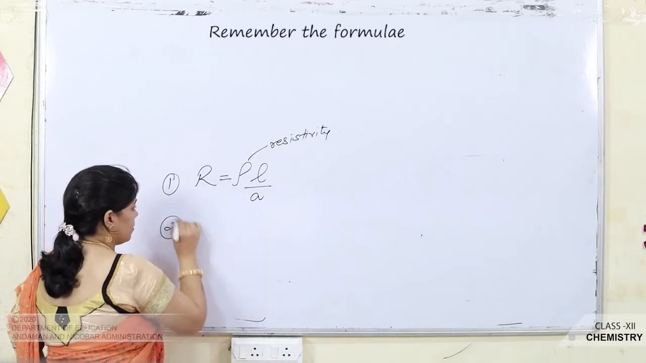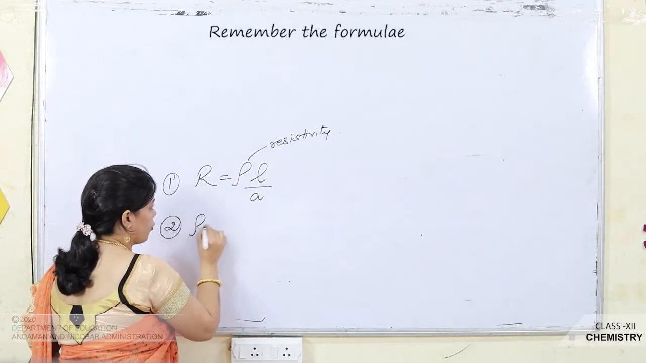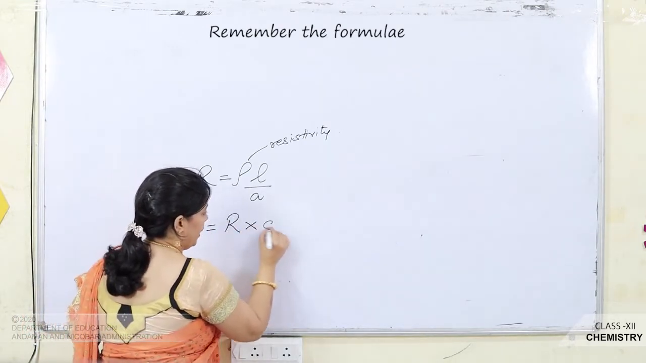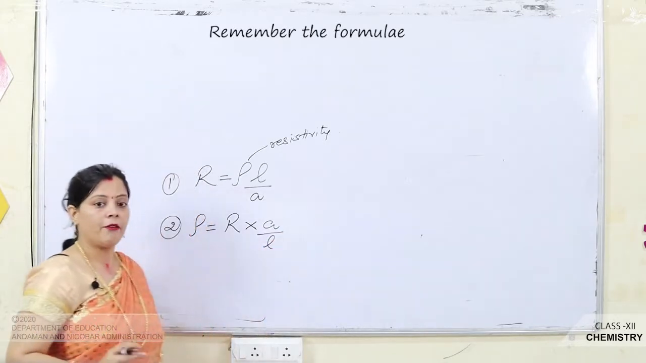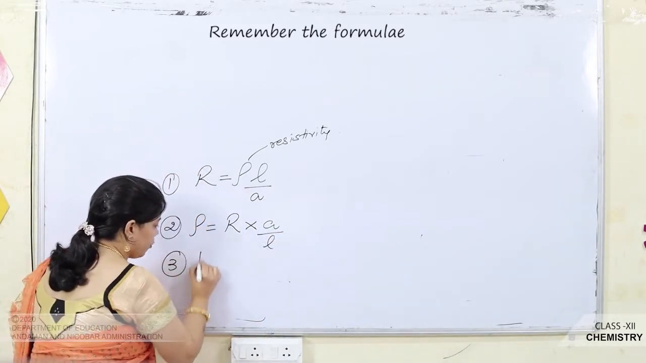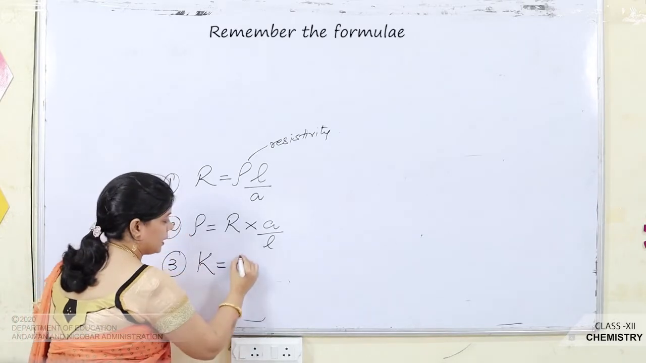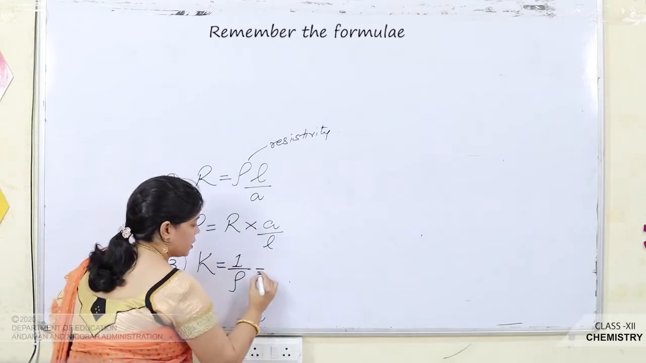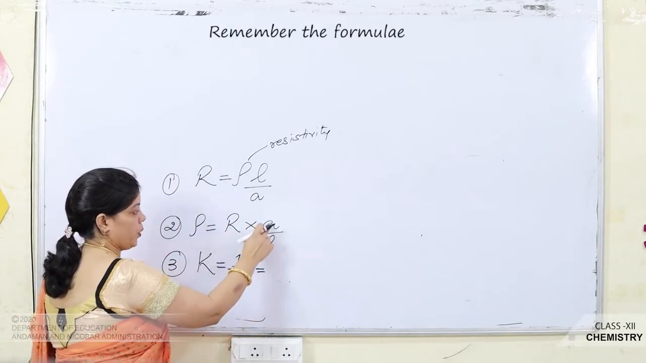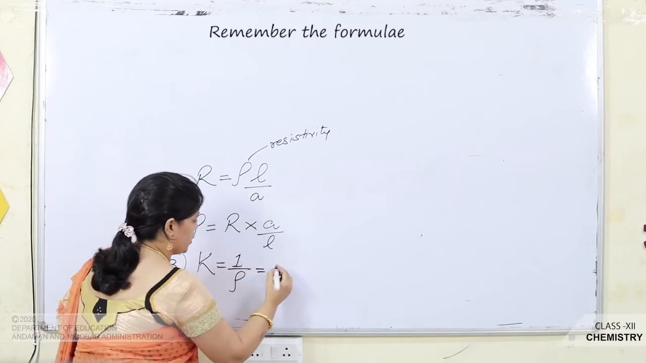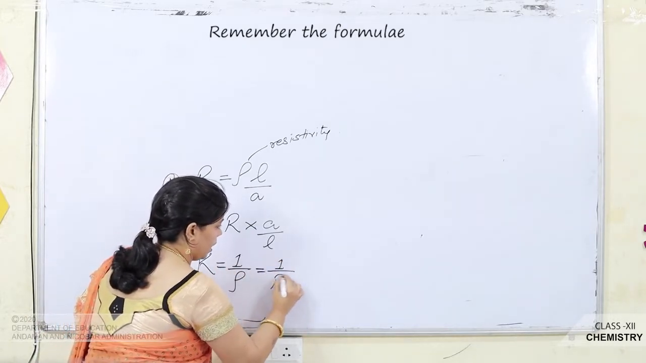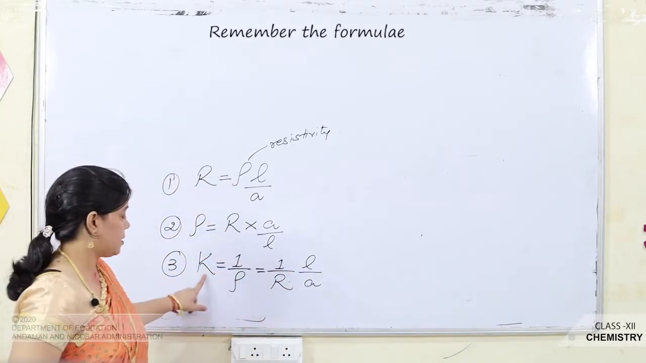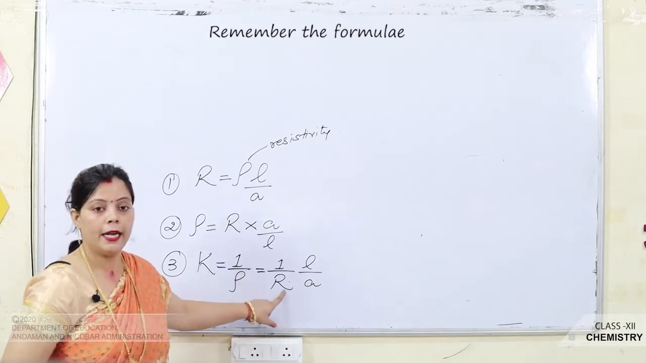Another one relates the resistance and resistivity, then rho is equal to what? This rho is equal to resistance into A by L. Okay. After that, children, next is the formula related to conductivity. The conductivity is the reciprocal of resistivity, and after substituting the value of rho, that is R into A by L, we got another expression, that is 1 by R L by A. Okay. So this is the relation between the conductivity and the resistance.